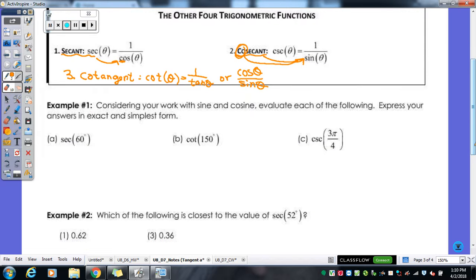All right, so considering our work with sine and cosine, evaluate each of the following and express your answers in exact and simplest form. So secant. Secant is the reciprocal of which one? Cosine. One of them's got to be a co. So secant doesn't have a co, so the other one has to be cosine. So what is the cosine of 60? 1/2. So our secant is the reciprocal of that, so that means all we have to do is flip it. 2. So the secant of 60 would be 2.